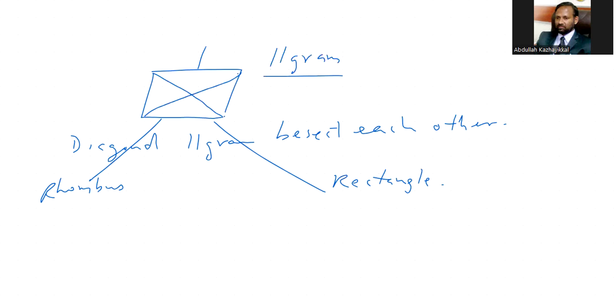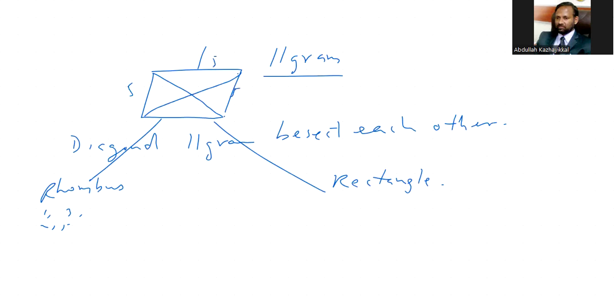Rhombus is a son of the parallelogram because all properties are there. 1, 2, 3, 4, 5. But one more property is there. Rhombus is a parallelogram, opposite sides are equal and parallel. But it is a rhombus, which means all sides are equal. Another one, diagonals property: diagonals bisect each other because it is a parallelogram. Understood? All sides are equal, so all other properties are there. Diagonals bisect each other plus all sides are equal. Rhombus. If this is 5, this is 5, this is 5, this is 5.